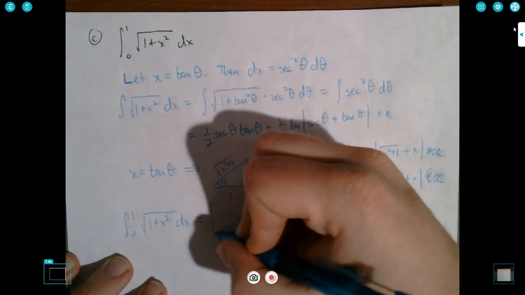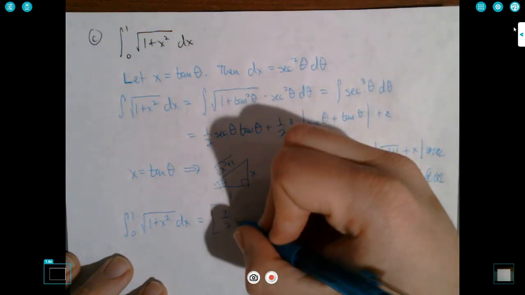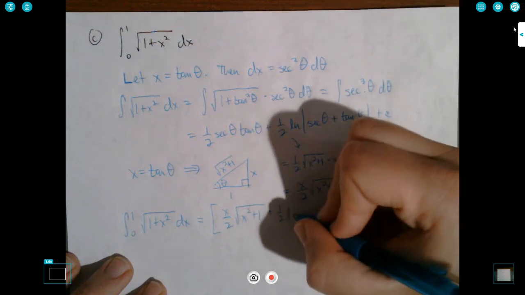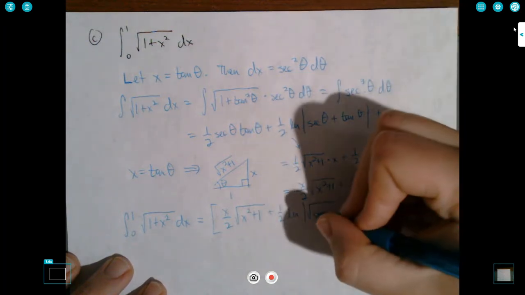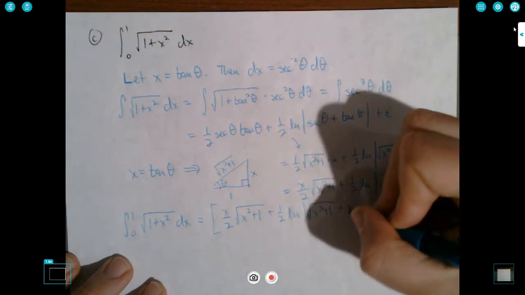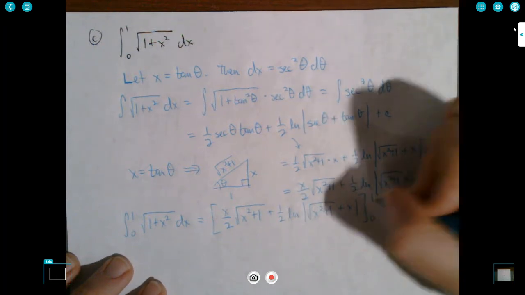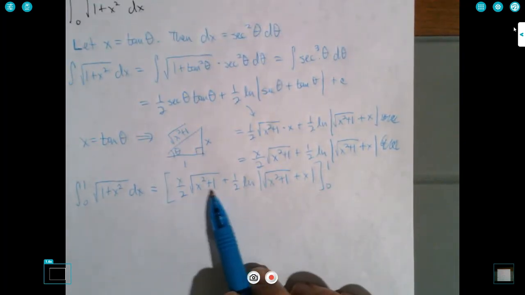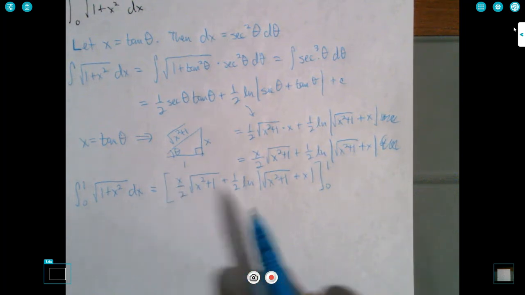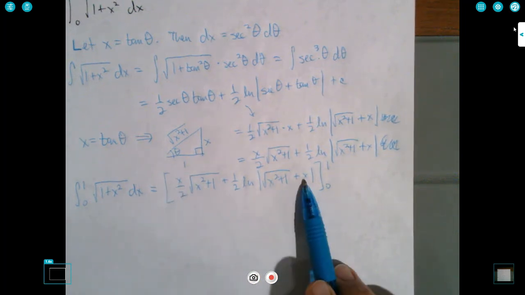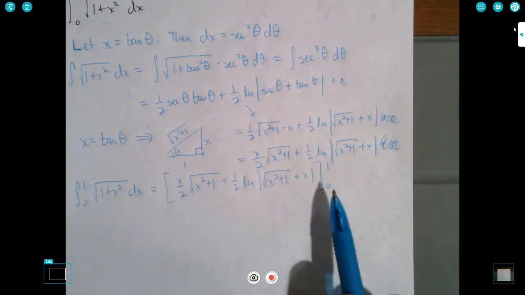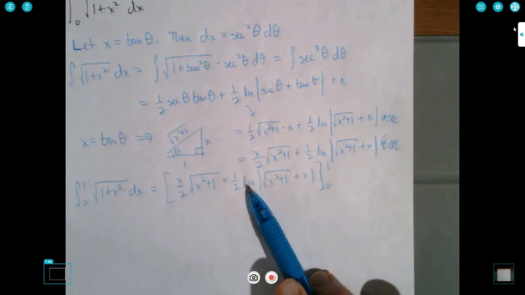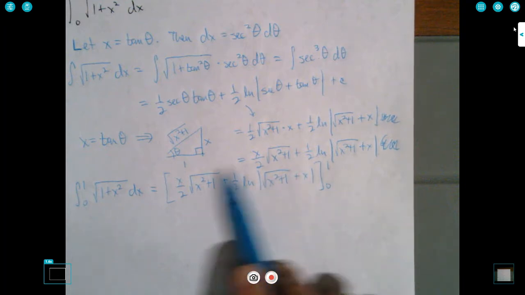I could say, okay, so this is x over 2 times the square root of x squared plus 1 plus 1/2 times the natural log of the absolute value of the square root of x squared plus 1 plus x, evaluated from 0 to 1. I bet a lot of things cancel. If you plug in 1, you get square root of 2, so you get root 2 over 2, and then here you would get another root 2 plus 1. Oh, so maybe it's not so nice. When you plug in 0, this is 0. This would be 1 plus 0, which is 1, and ln 1 is 0. So when you plug in 0, a bunch of things cancel off.